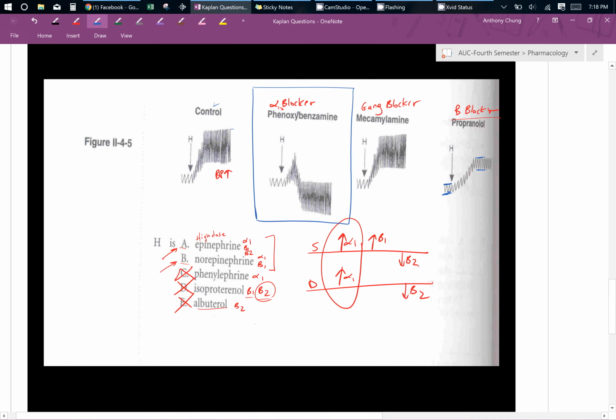So alpha blocker, what does an alpha blocker do? An alpha blocker gets rid of alpha 1 and alpha 2. So the only thing that you have left is going to be beta 1 and beta 2. Now, what happens if there's only a beta 1? If there's only a beta 1, only systolic would increase. So did the systolic increase at all? No, it went down. And that's because epinephrine has both beta 1 and beta 2. Beta 2 is the one that decreases the blood pressure. So it has to be epinephrine for this one.